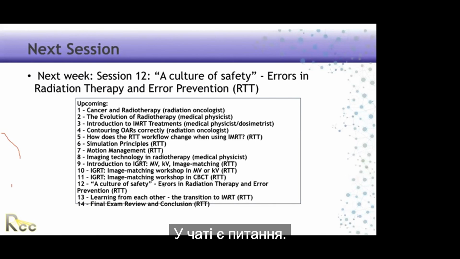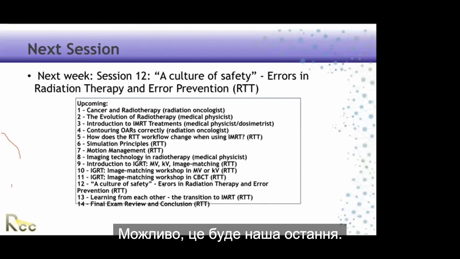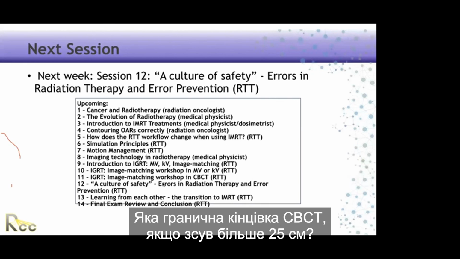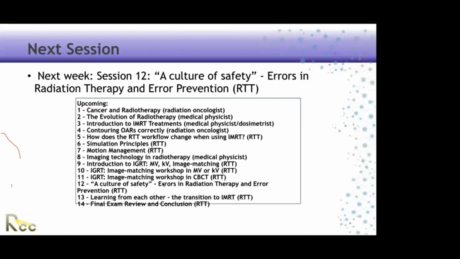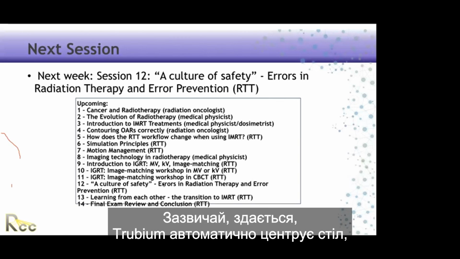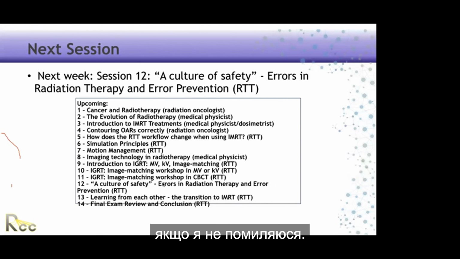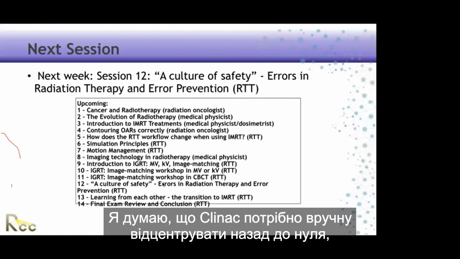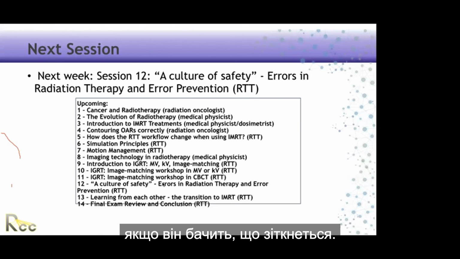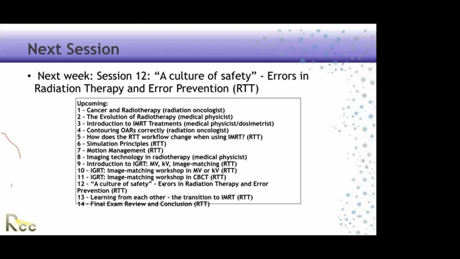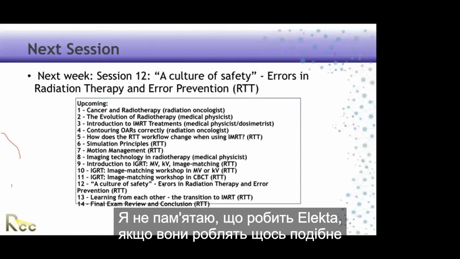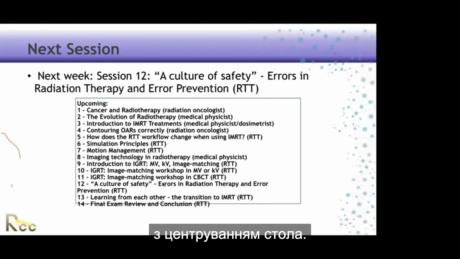Oh, there's a question in the chat, probably our last one. What is the CBCT limit extremity if the shift is more than 25 cm? That might be machine dependent. Usually I think the TrueBeam automatically couch centers, if I'm not mistaken. I think on the Clinac you have to manually center back to 0 if it sees that it will collide. I don't recall what Elekta does with the couch centering. I think that's a machine limitation though.